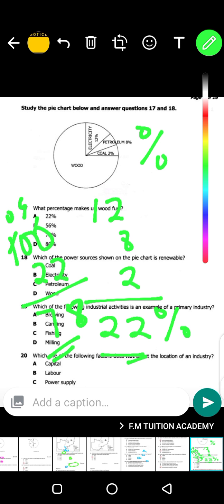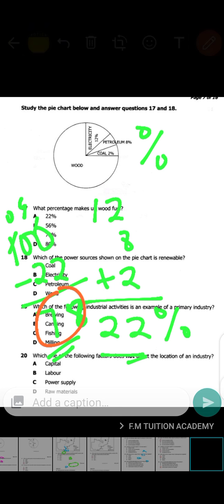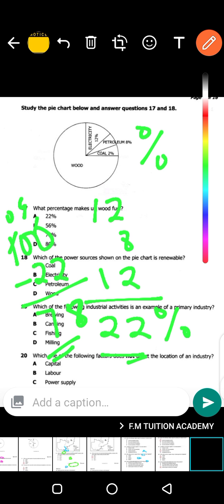We're subtracting 100 minus 22. You see, we added these, 12 plus 8 plus 2, we got 22%. Now we're subtracting 22% from 100. You find that the answer is 78. Okay, the answer is actually here, 78. So the answer is 78.